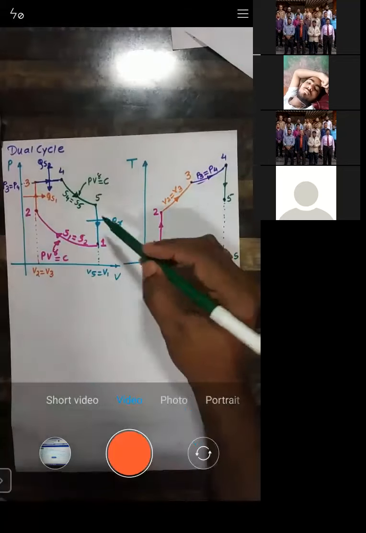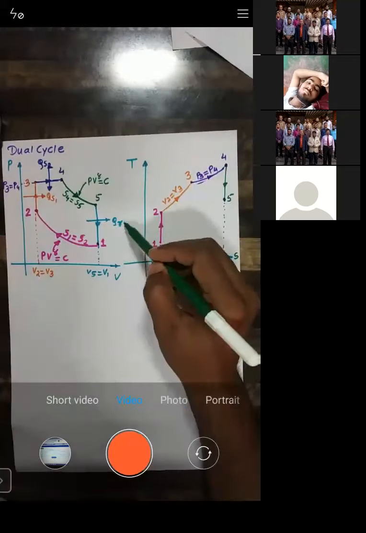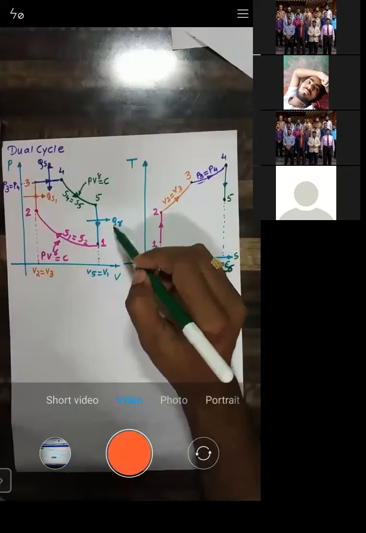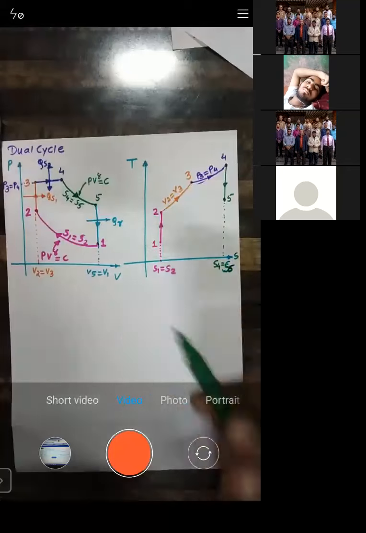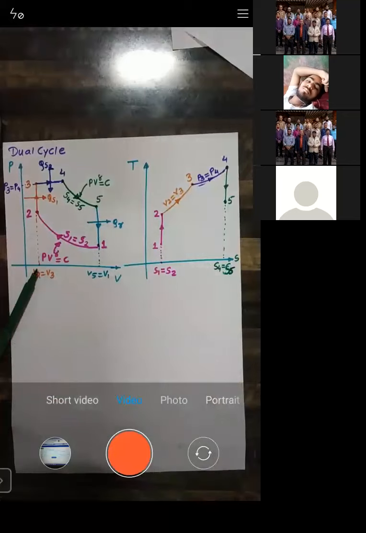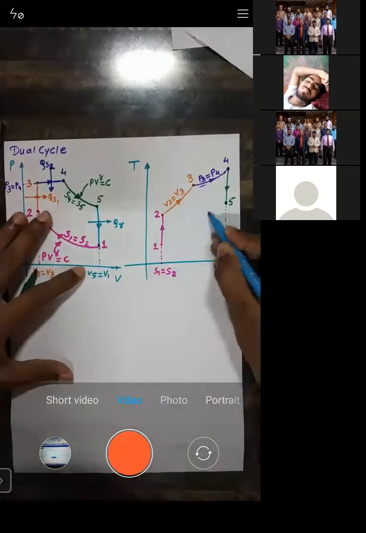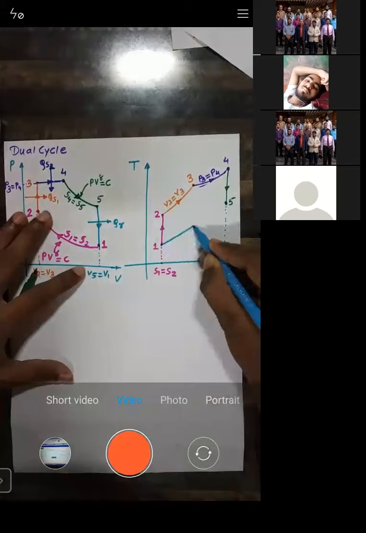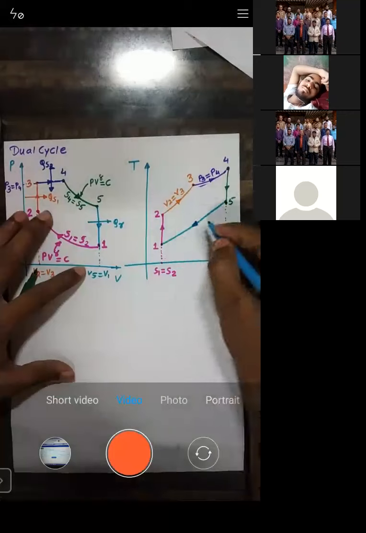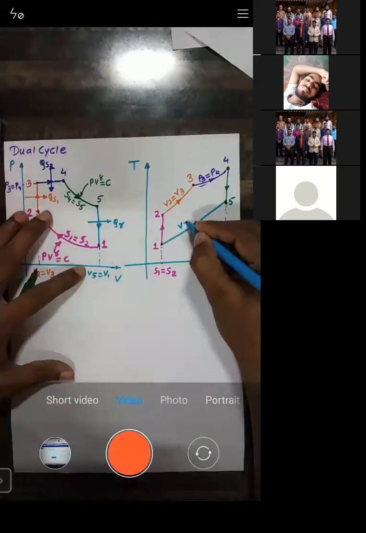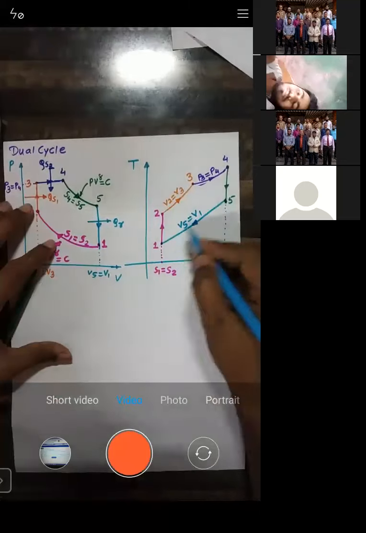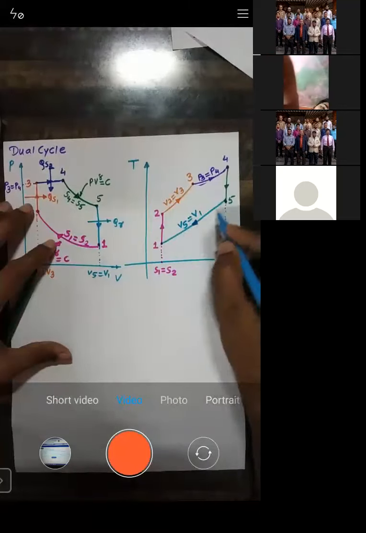Now let us move to the process 5 to 1. 5 to 1 is a heat rejection. Heat is rejected at a constant volume. When we move from point 5 to 1 along this line, volume will be held constant, so V5 is equal to V1, and the heat gets rejected.